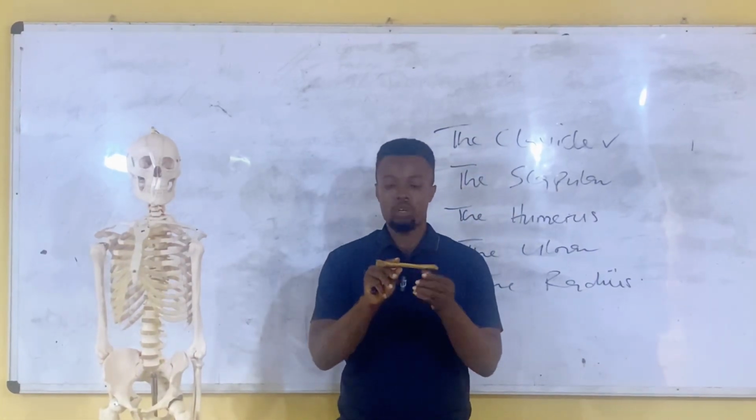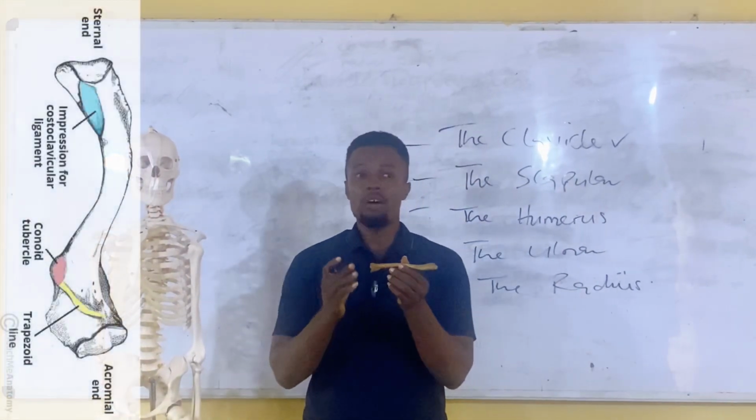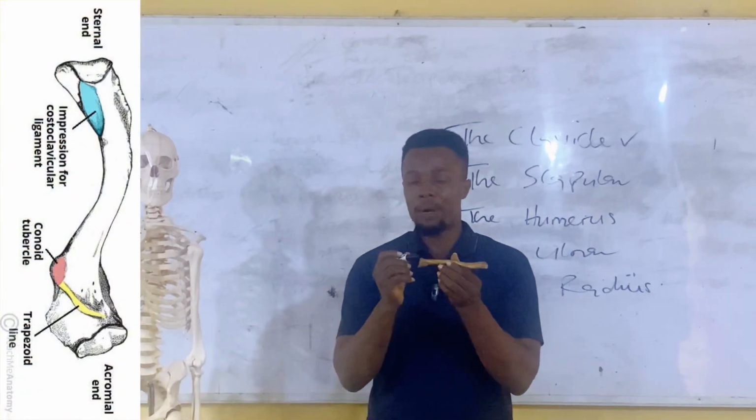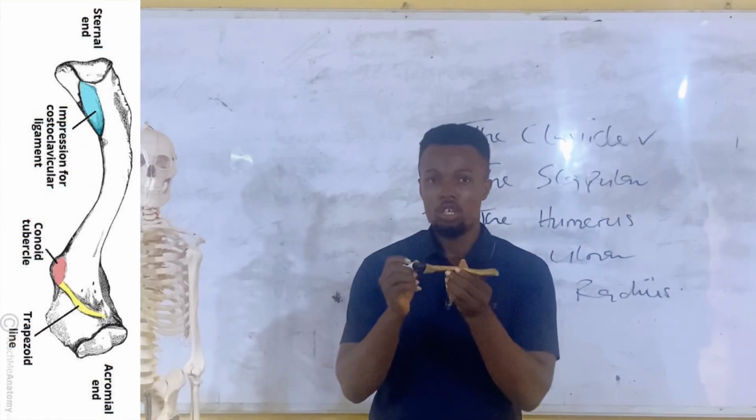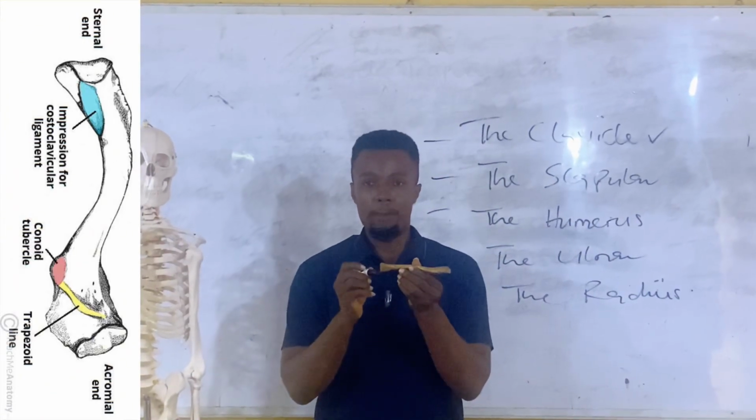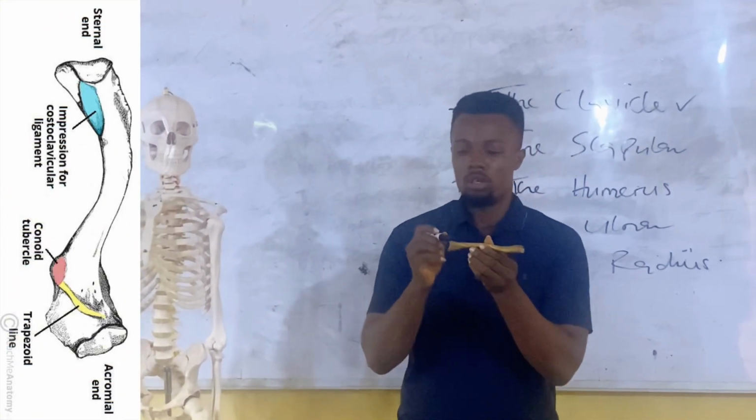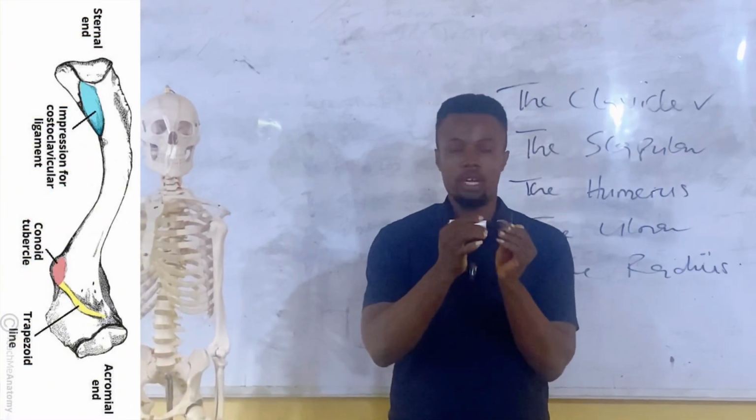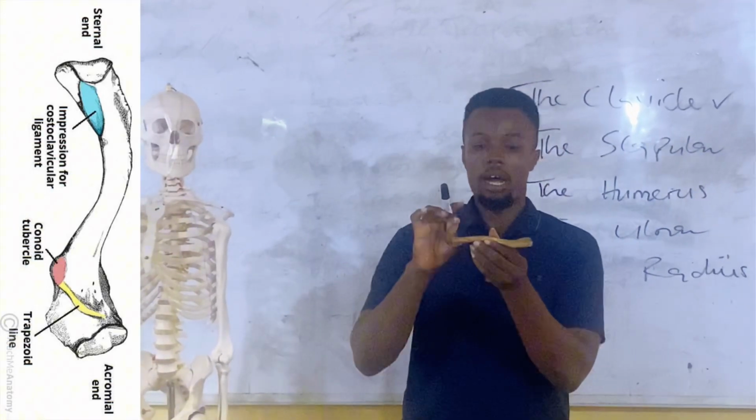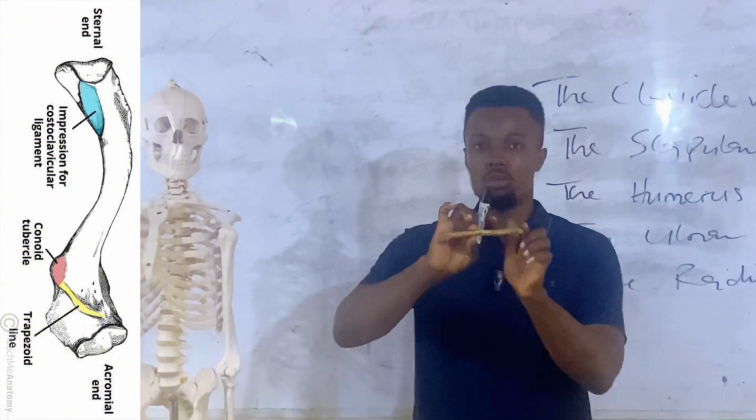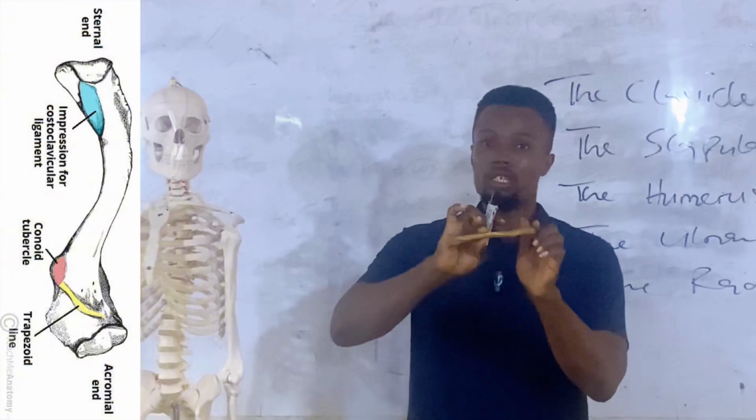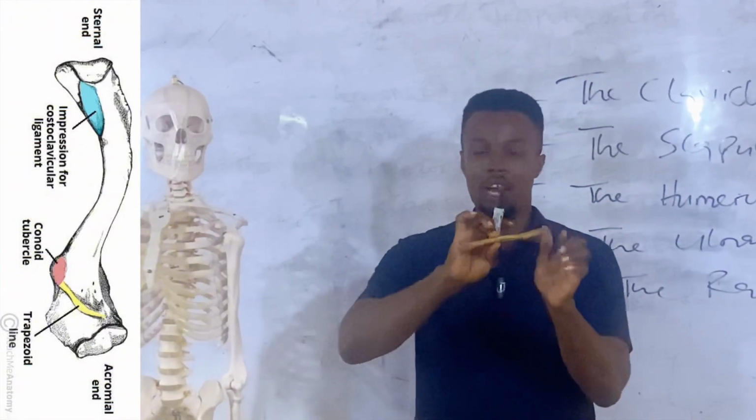Looking at the clavicle, we have the medial part of the clavicle, and this medial part is known as the sternal part of the clavicle. We also have the lateral part of the clavicle, and this lateral part is known as the acromial part of the clavicle.